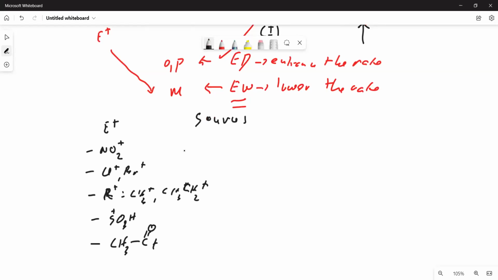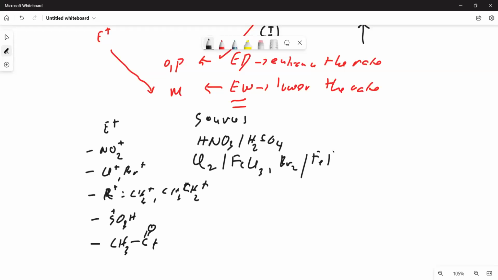What are the sources? The nitronium ion is produced by mixing nitric acid with sulfuric acid. The chlorine cation is formed by mixing chlorine with a Lewis acid like ferric chloride, and bromine with ferric bromide. You can also use other Lewis acids like aluminum chloride or boron chloride. But the most common ones are ferric chloride and aluminum chloride or bromide.